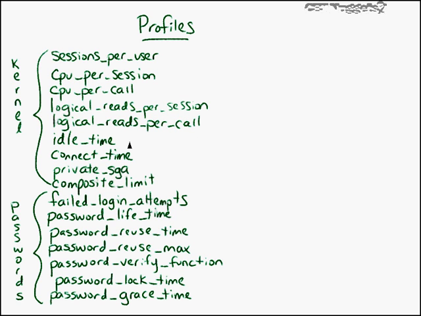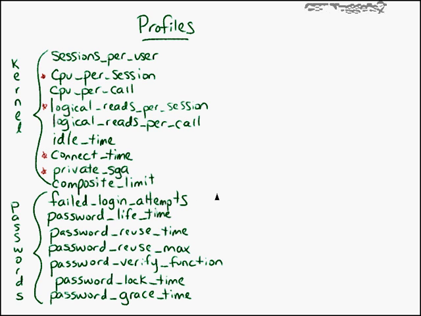You can limit the amount of idle time, time that you're doing nothing. So if someone's sitting there doing absolutely nothing for 20 minutes, you can say, hey, boot them off, disconnect them. You can also specify the connect time, as well as the private SGA. Now, this private SGA is actually used with a shared server option, which we'll discuss in a later nugget. The composite limit is a weighted average of CPU per session, logical reads per session, connect time, and private SGA.